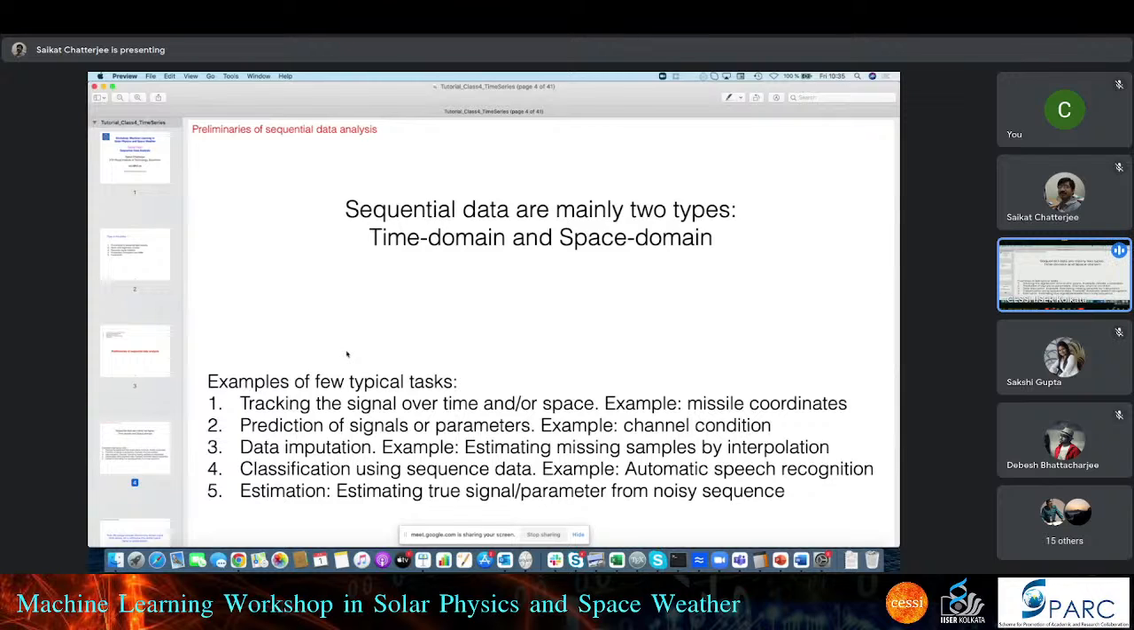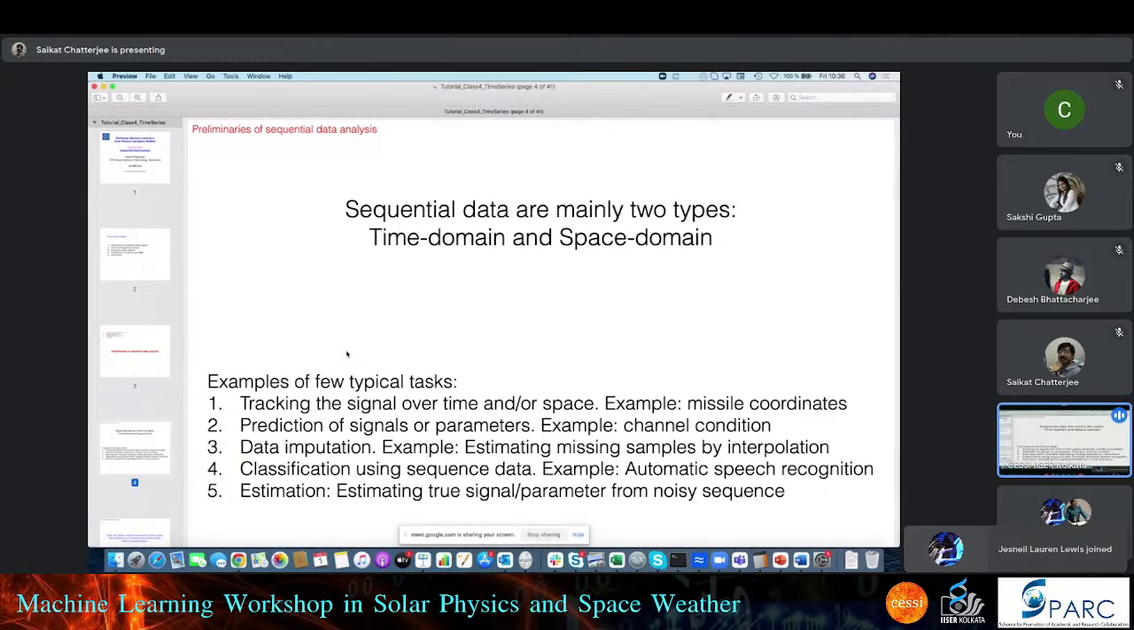Then prediction of signals or parameters. I'm showing you different examples. This is a channel condition. Channel condition means what? Let's say that your phone is connected with the base station. The base station is sending some information and your phone is capturing it. Between the base station and your phone, there is a channel. This is the wireless channel, and all your wireless communication basically uses this kind of channel. And the channel changes over time.